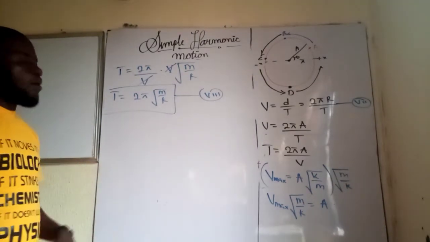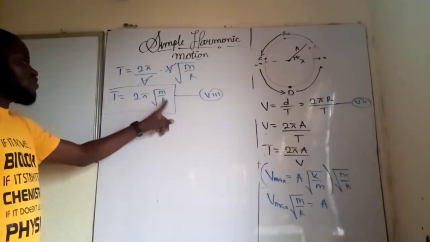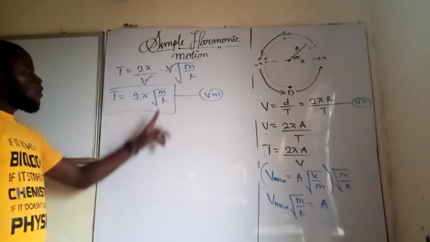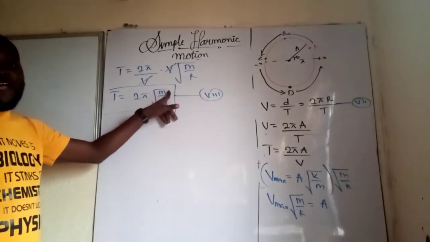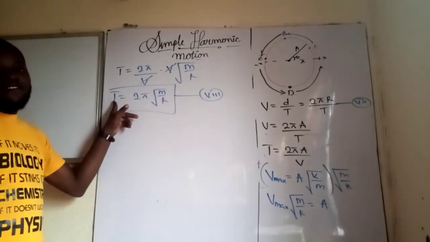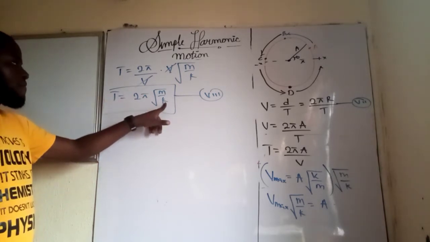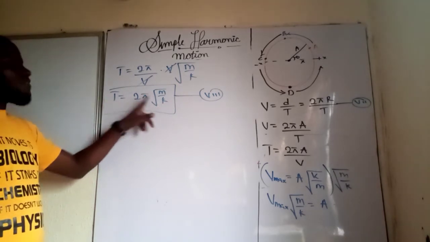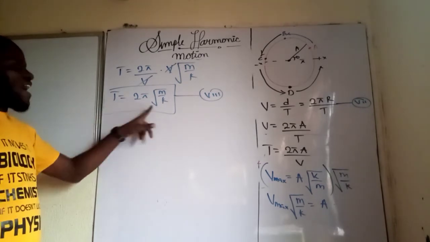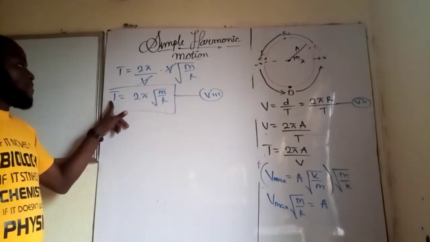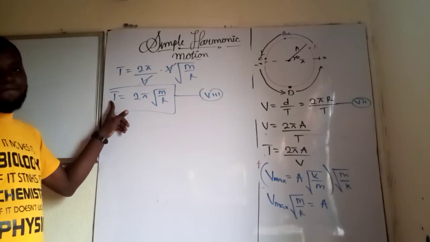But before I go on, I would like to explain how this will affect the period. When the mass of a substance is very high, the period is said to be high as well. That is, if the K is small, the period is said to be high, and if K is high, the period is said to be small.